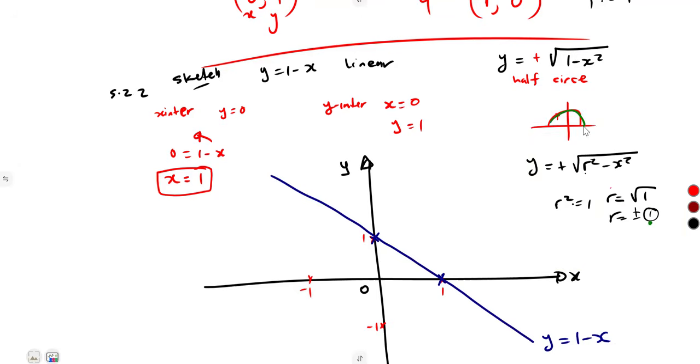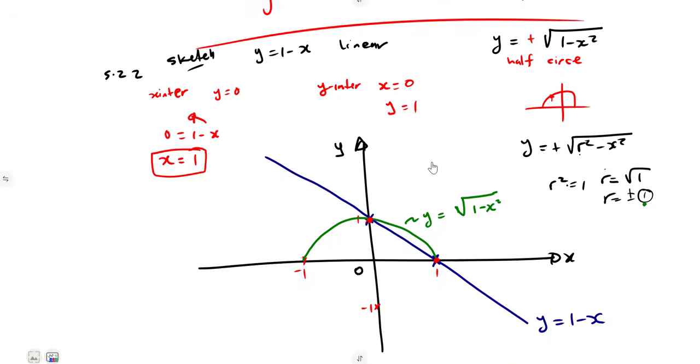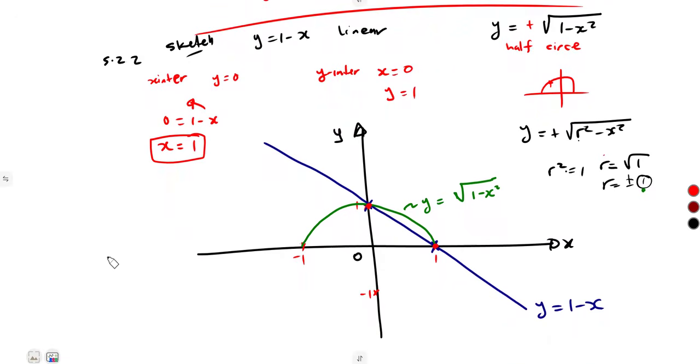Then we've got a semicircle here, with radius 1, above the x-axis. So we have our semicircle here, like this. This is what you're going to have. That's your sketch. The points of intersection are (0, 1) and (1, 0). The enclosed area, the one covered by the two graphs, is this part.